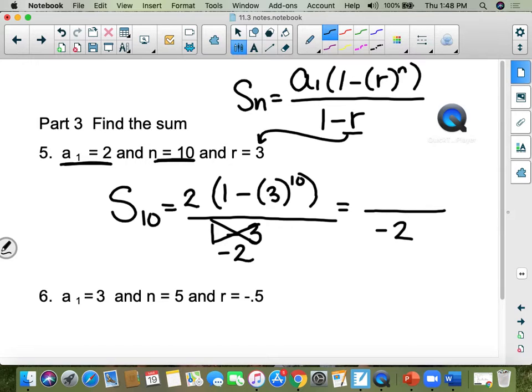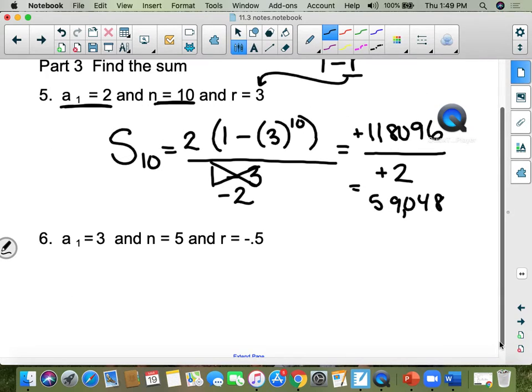I would just plug this all into your calculator on the top. Put a 2 in, put a parenthesis in, put a 1 in, minus another parenthesis, 3, parenthesis, raised to the 10th, parenthesis, and write that number down. 2 negatives equal a positive, and take that number and divide it by 2. It's 59048, and that's it.